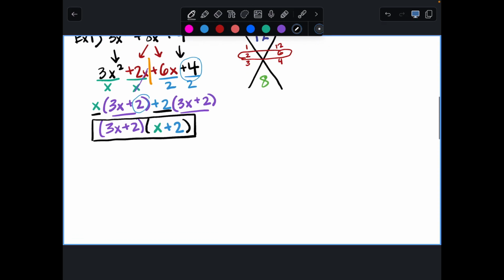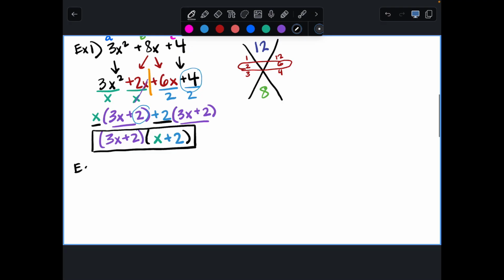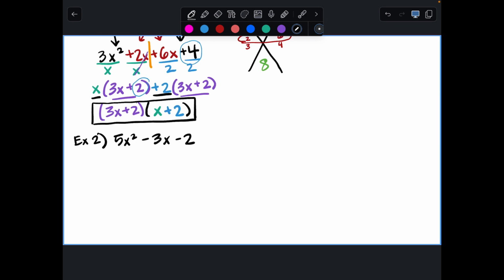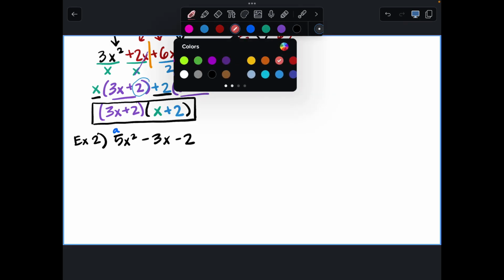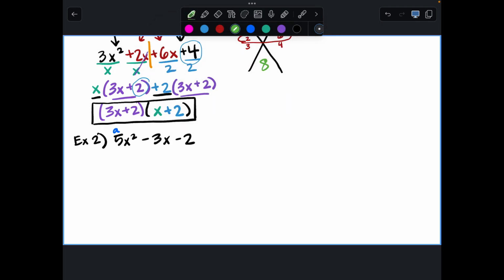Example number 2. 5x squared minus 3x minus 2. Check for a common factor. There's no common factor for 5, negative 3, and negative 2. So now we solve the x puzzle. A is 5. B is negative 3. And C is negative 2.